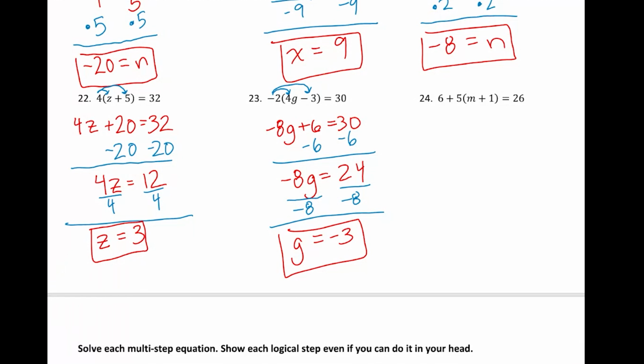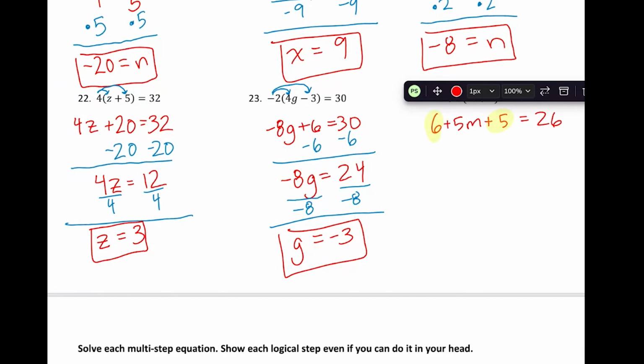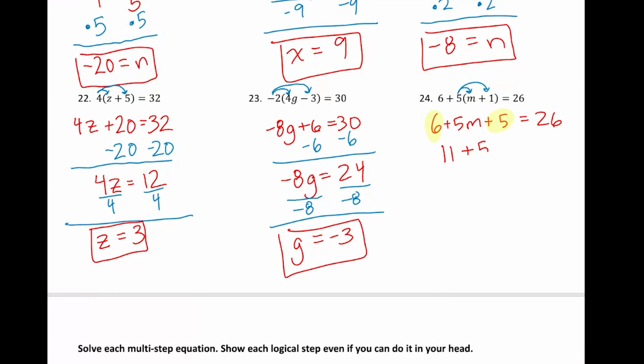Number 24. This one's going to have not only the distributive property, like we had in 22 and 23, so we are going to distribute that 5. But then you'll notice we do have some like terms that we need to combine. We've got 2 constants on the left-hand side, 6 and 5, and we can add those together. 6 plus 5 is 11. So we've got 11 plus 5m equals 26.